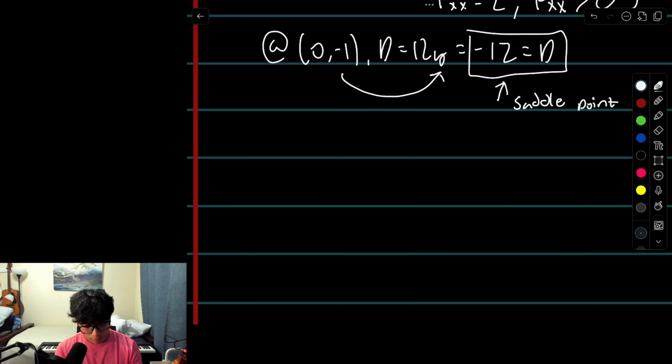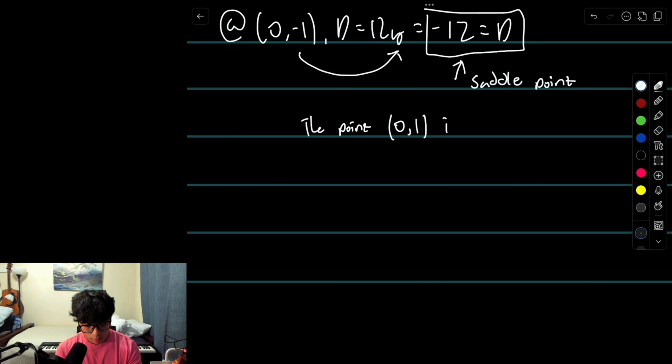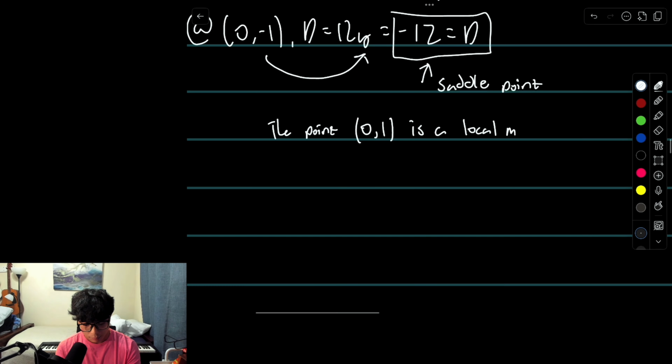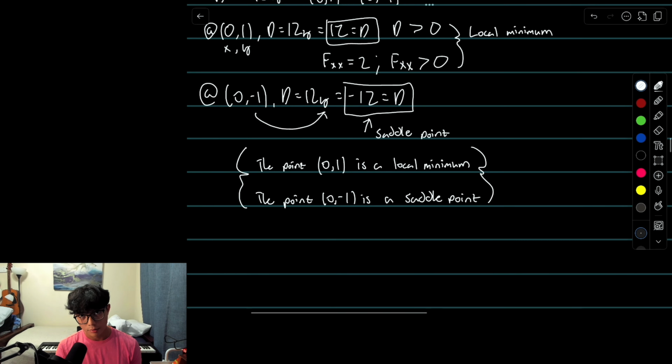So our conclusion could be the point (0, 1) is a local minimum, and the point (0, -1) is a saddle point. And there you go. That is our final answer.